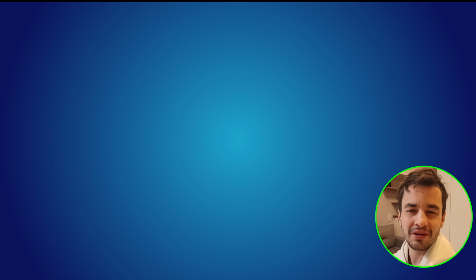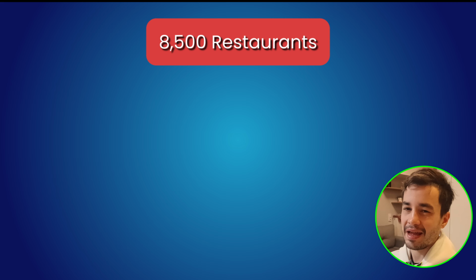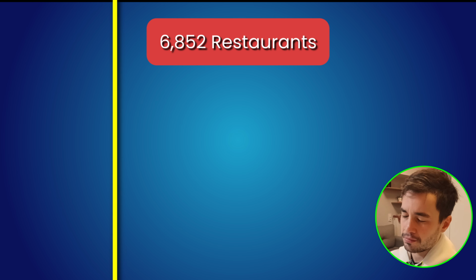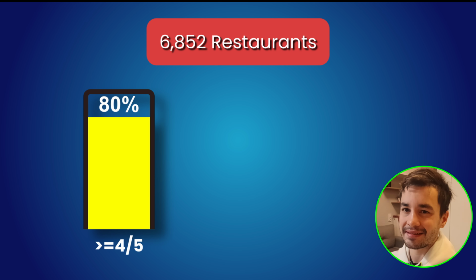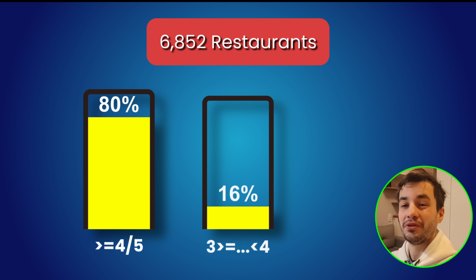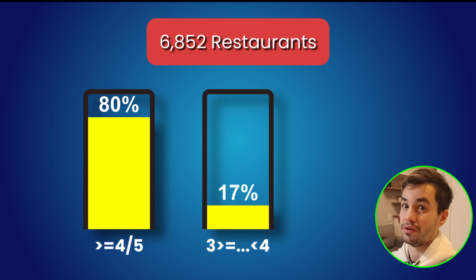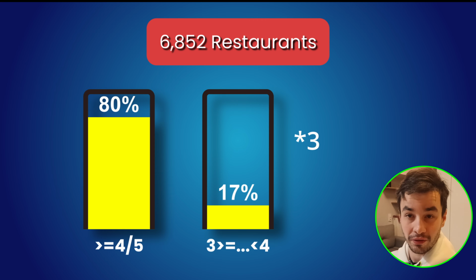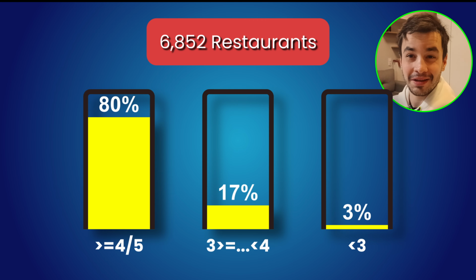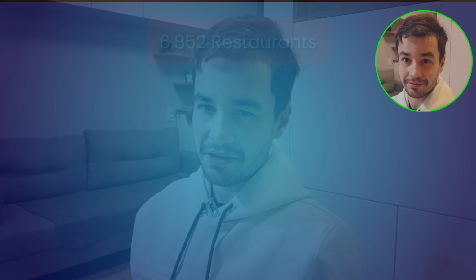But how many are there? In New York, there are roughly 8,500 restaurants, but among them, only 6,800 have at least 1 review. 80% have a rating of at least 4 out of 5, 17% have a rating between 3 and 3.9, and as for the rest, meaning those with a rating below 3 out of 5, well, there aren't many. More like 238, meaning 3%. It's not a huge number, but it is truly where you will find the highest conversion rate.